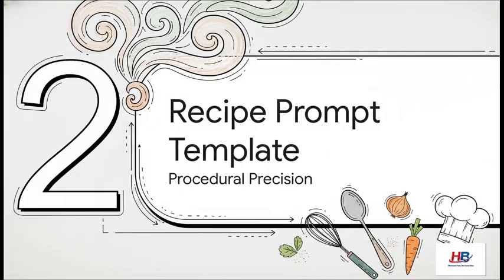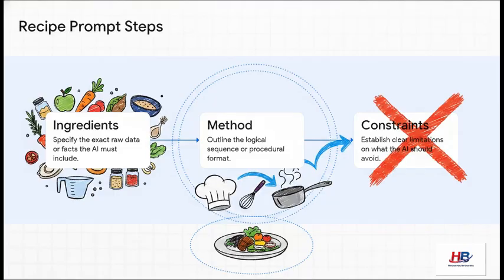Moving to Section 2, the Recipe Prompt Template. This is all about culinary and procedural precision. Just like baking a complex cake requires exact measurements, your prompt needs a really strict procedural format to guarantee quality. So let's break this down into 3 steps. Step 1 is your exact ingredients. What raw data or facts absolutely must be included? You have to hand over those core materials up front.